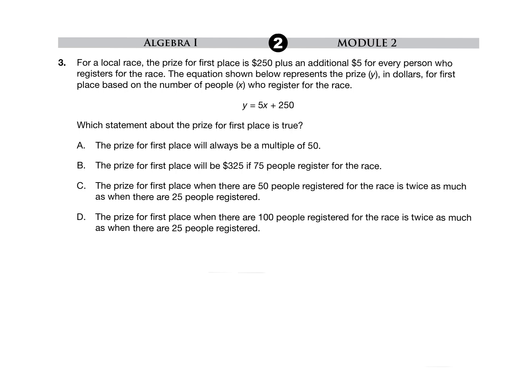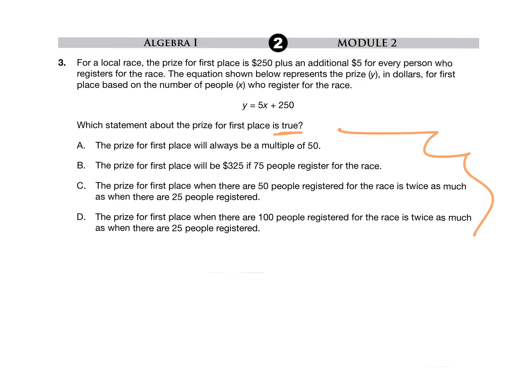Okay, looking at question 3. We have this local race where the prize for first place is $250 plus an additional $5 for every person who registers for the race. And so we have a lot of information here, and we have this equation here, and it says which statement about the prize for first place is true. So that means we have to look at all 4 answer choices.